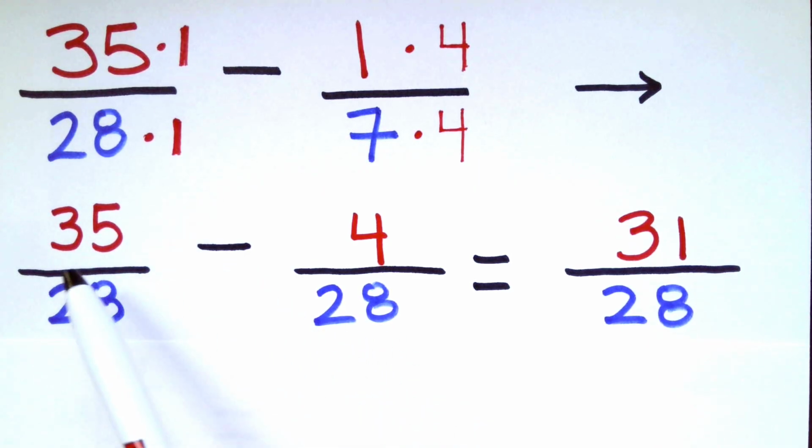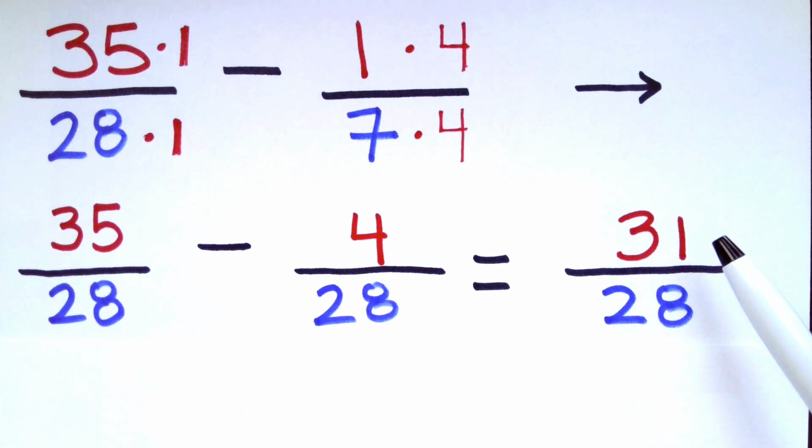Now we can subtract the numerators. That's the top number, right? So 28 stays 28 throughout the problem, including into our answer. 35 minus 4 is 31. My answer in an improper fraction is 31/28.